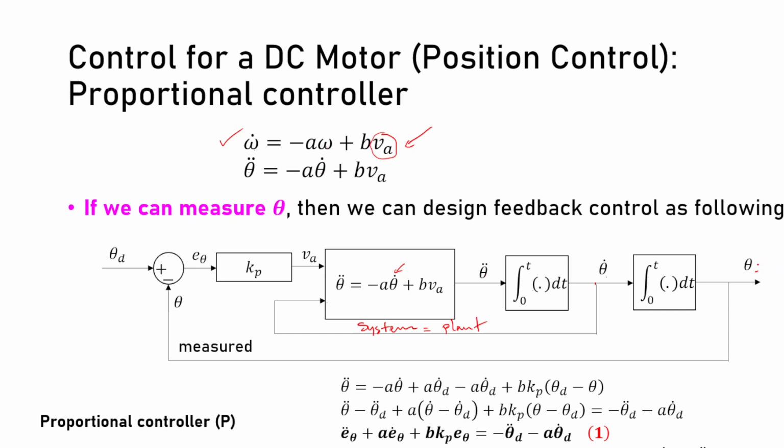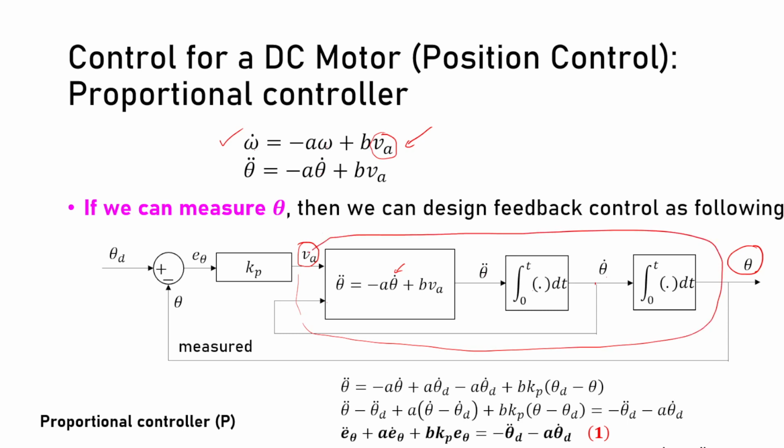In summary, for the plant, sorry, I made a mistake. The plant itself, with the input as voltage and output as theta, covers this part. Actually this part, this plant, or you can say system. But the way I build the architecture here is to give you detail on how you can make a simulation model.